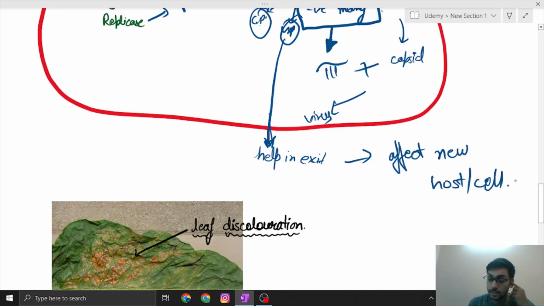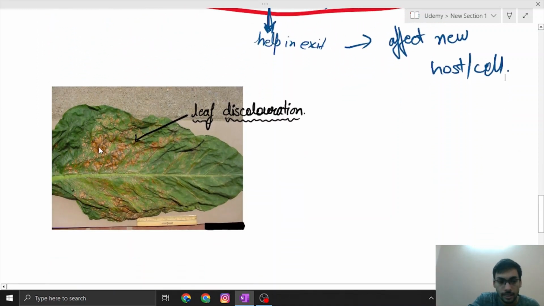Because one plant contains many cells, if it attacks a cell, like right here I'm showing, let us say it's attacking this cell, it can attack the next cell also in the same plant.